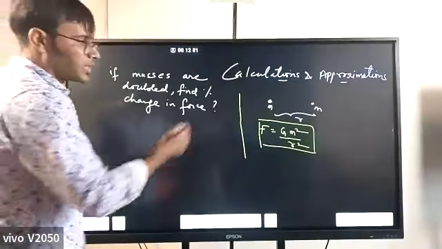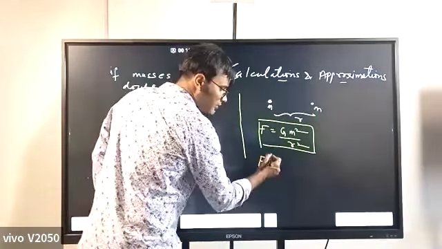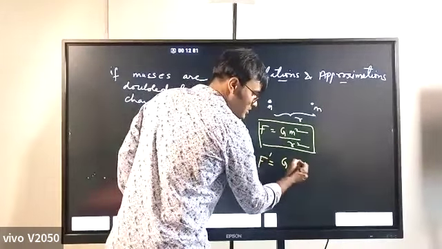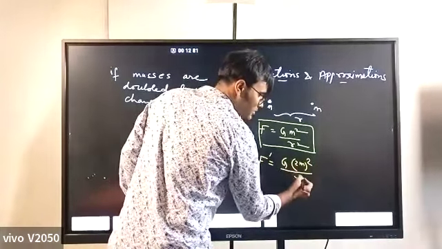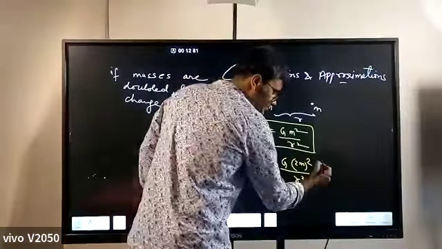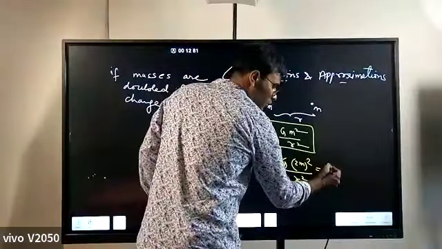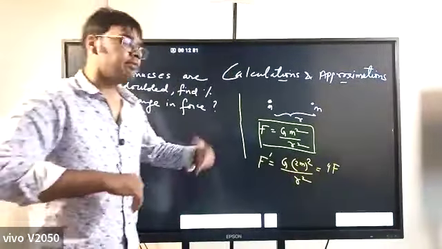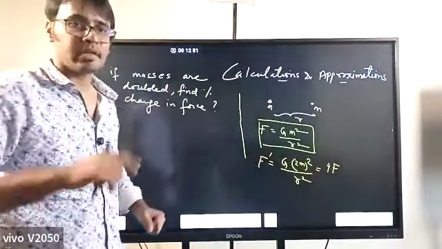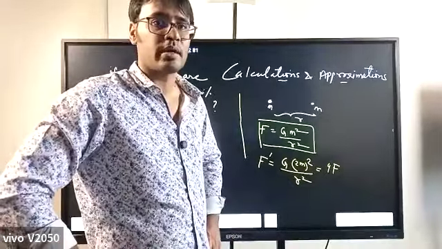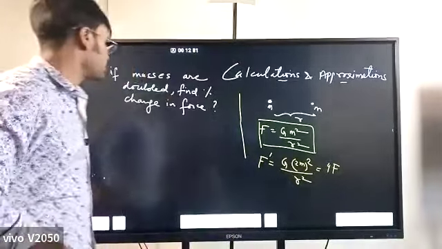So if mass becomes twice, F dash, the new force, will be G (2m) squared divided by r squared. So what will this become? This will become 4 times of it. So force will become 4 times. What is the percentage increase? Veera Chetan, you are making a silly mistake. Chandrahas is absolutely correct.